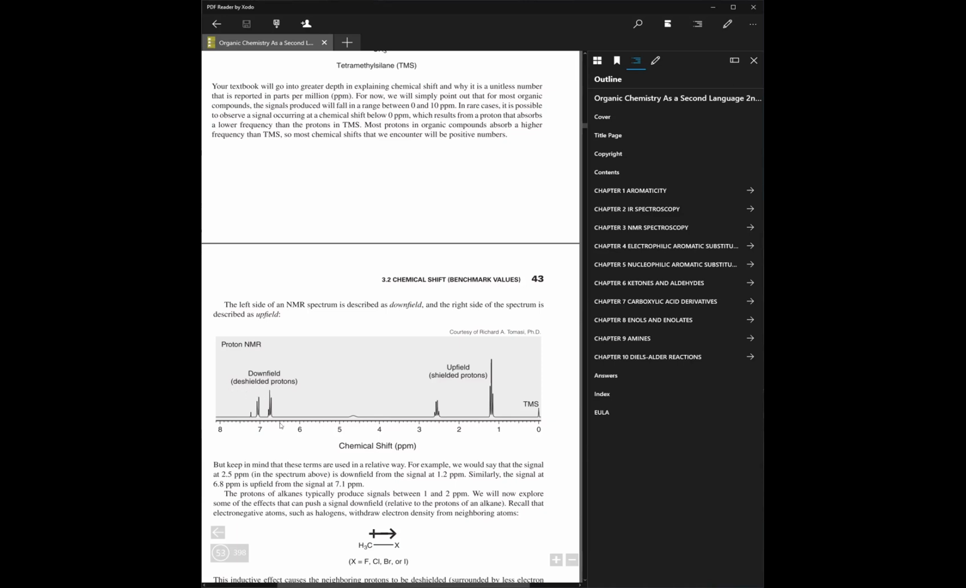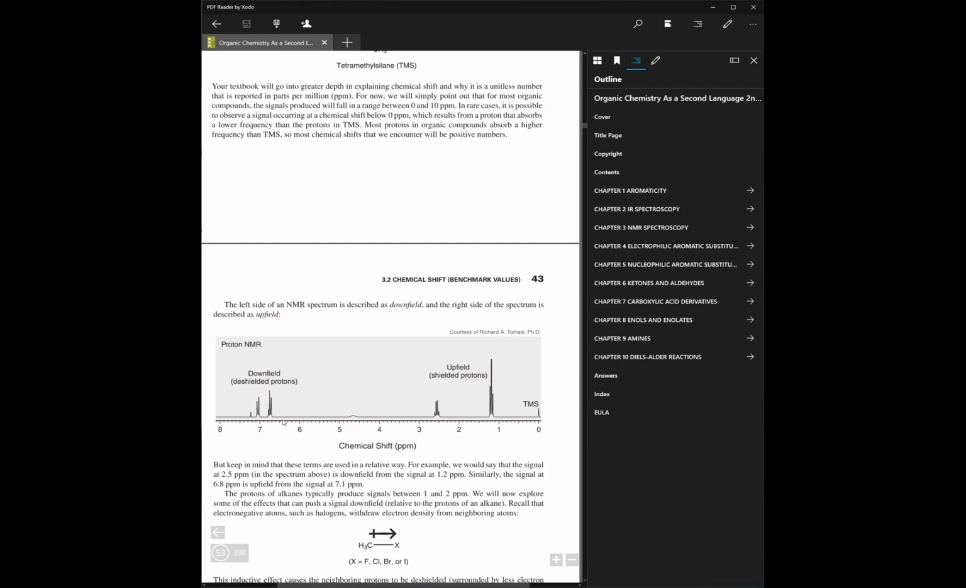So deshielded, when something is downfield, this is where thinking about the ppm makes a bit more sense. ppm is a way to measure concentration, so if you are increasing the chemical shift, you're increasing the concentration. When we refer to protons as downfield or deshielded, it basically means they can easily go into magnetic resonance, because there's nothing preventing those protons from being accessed.